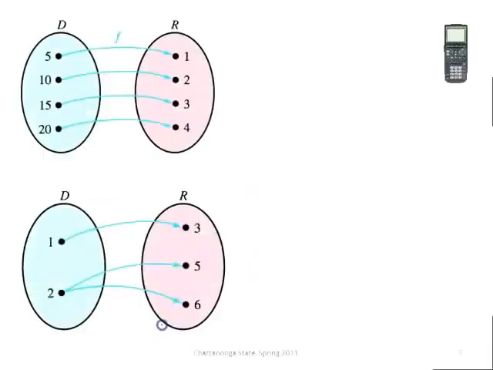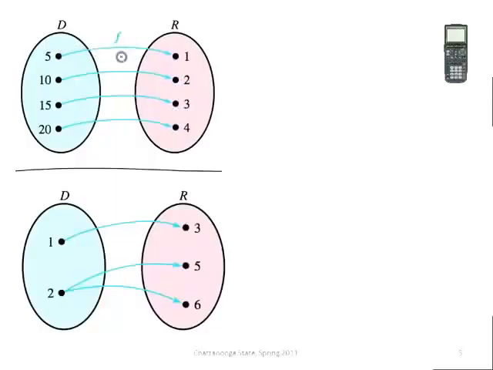Now, here's another representation, how you can write a function. In this first example, the blue oval indicates that these are elements in the domain. The domain is 5, 10, 15, and 20. The pink oval is the range because it's got the R above it. It contains the elements 1, 2, 3, and 4.